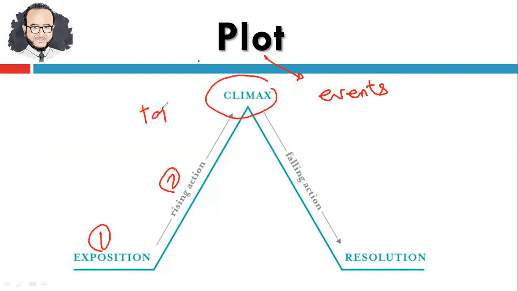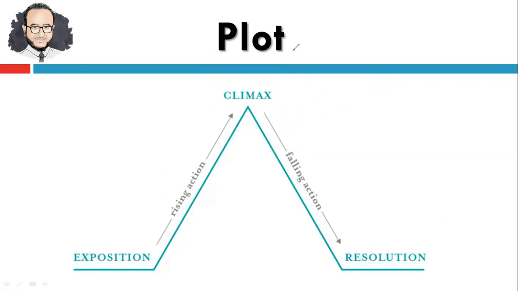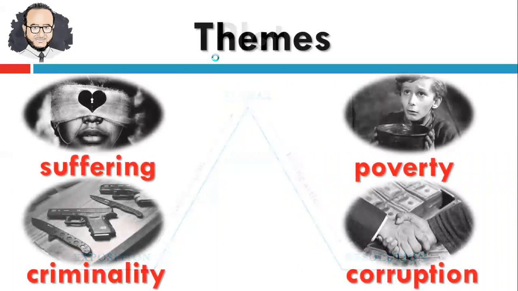This one is the top one, and this is the part when we have everything complicated. When we begin to solve it, we begin to have the falling action. And when we finish and we are going near the end of the novel, we say that this is the resolution or the end of the novel. So this is called the plot of the novel, the sequence of events in the novel, moving in this lovely way.